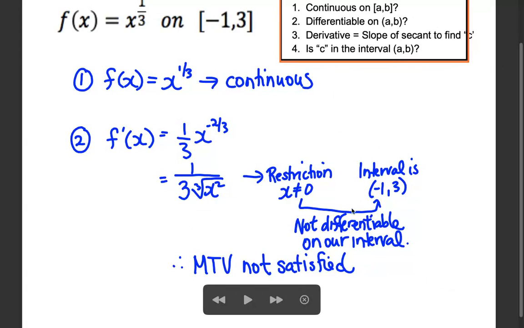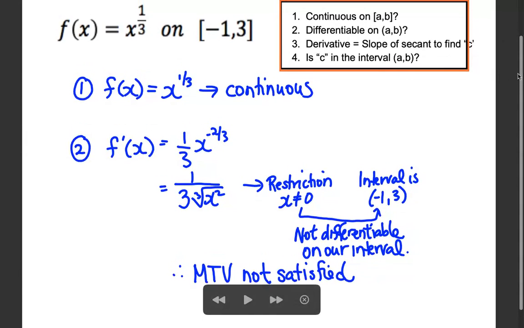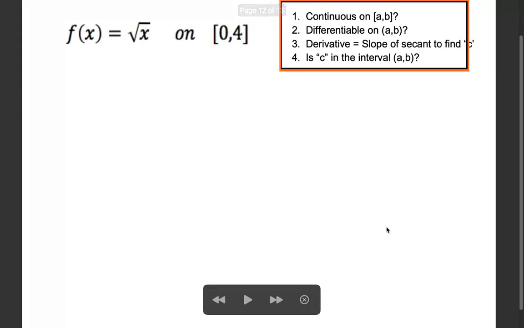I can't do anything else to be able to use the mean value theorem in order to find that value between the two endpoints that would satisfy the mean value theorem. So this is another example of where the conditions of the mean value theorem weren't satisfied, so that I can't actually do the question. Okay, and I've got one more here.